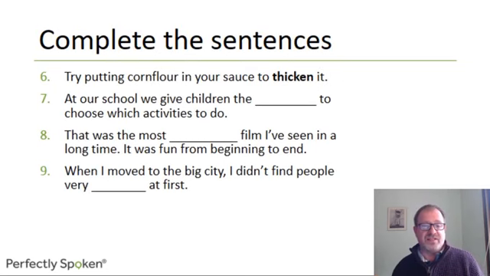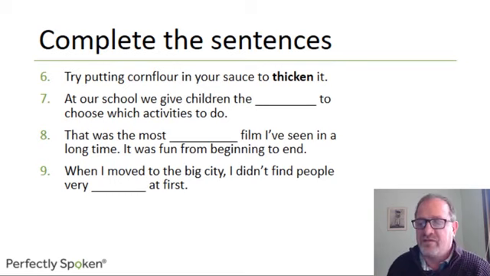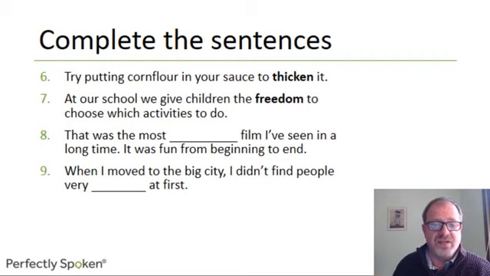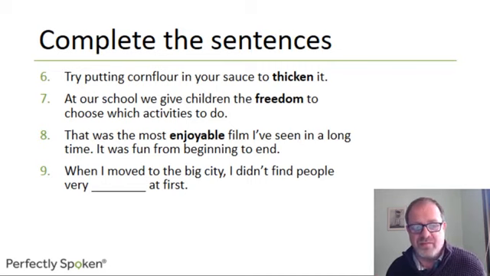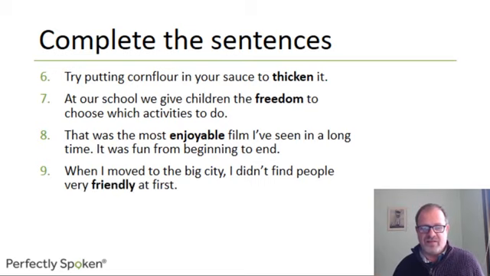So the first one obviously is thicken. You put corn flour into your sauce to make it thicker. You thicken it. We give children the freedom to choose which activities to do. They can decide what they want to do. It was fun from beginning to end. It was the most enjoyable film I've seen in a long time. And finally, when I moved to the big city, I didn't find people very friendly at first. They didn't want to talk to me in the beginning.